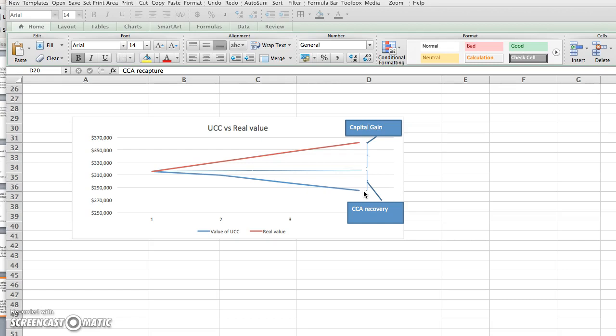So hopefully this has explained in a bit more detail the calculations surrounding capital cost allowance and capital gains on depreciable property.